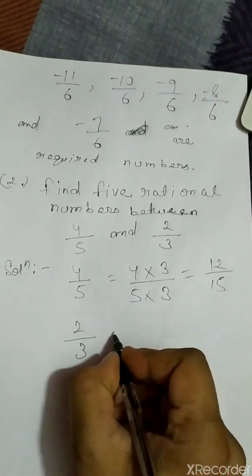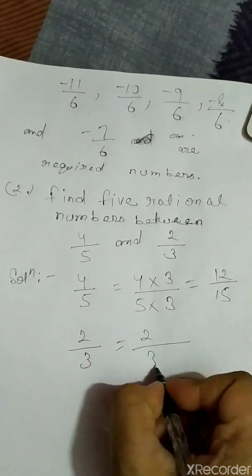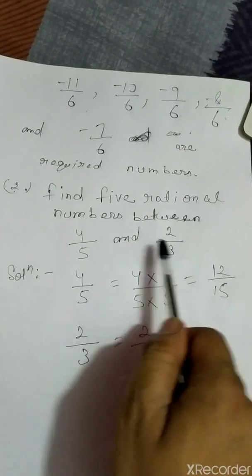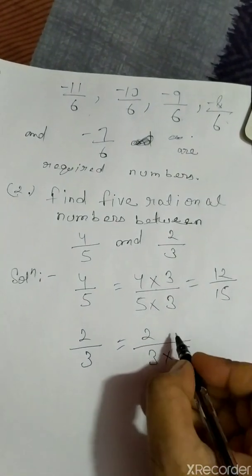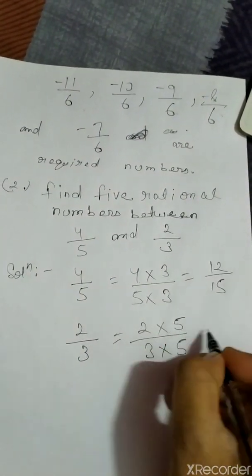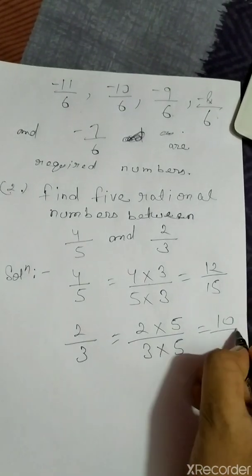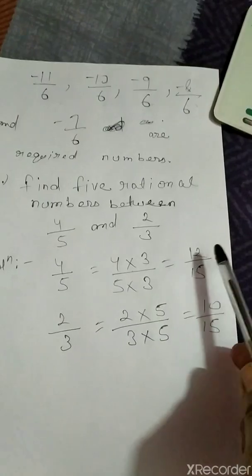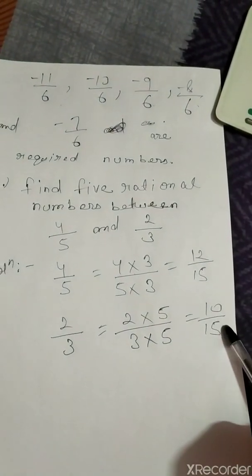So 2 by 3 equals, now you will multiply by 5, because the LCM of 5 and 3 is 15 only. So you will multiply by 5 now. 2 into 5 is 10, and 3 into 5 is 15. So how many numbers between these now? 10 and 12. Only one, 11 by 15, you can find.